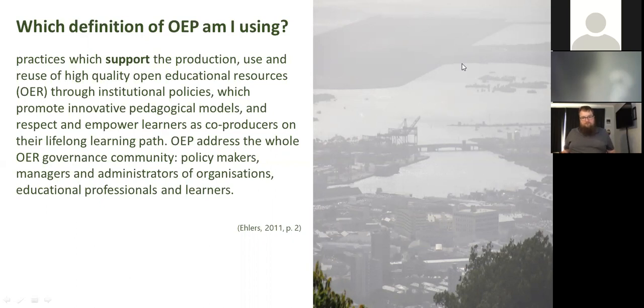I'd like to emphasize the second part of this definition, where OEP address the whole OER governance community: policymakers, managers, administrators, any type of educational professional, as well as the learners. So I'm really looking at OEP in the broadest sense, in terms of practices that support OER engagement.